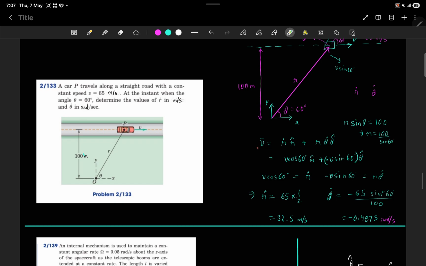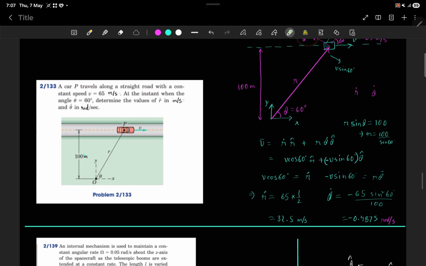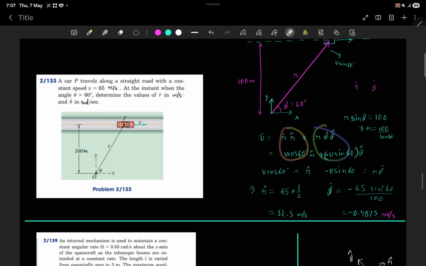Here I have to calculate r dot and theta dot. Basically my velocity is r dot r cap plus r theta dot theta cap, and I have compared this with the velocity. What is the velocity? If I break this into components, I will get v cos 60 r cap and minus v sin 60 theta cap, as it is in the opposite direction. That is what I have written here, and I have compared these two values and these two values. So this is what I am getting.